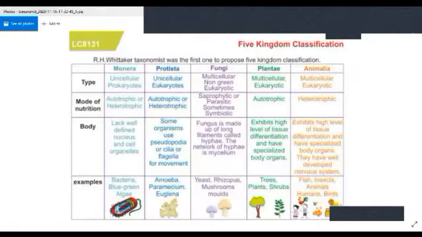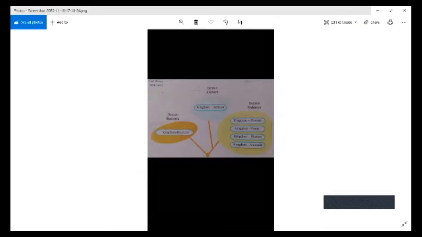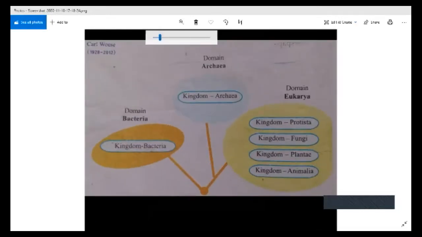So the six kingdom classification. The six kingdom classification is proposed by Carl Woese. The scientist who proposed the six kingdom classification is Carl Woese. In six kingdom classification, the sixth level of classification is domain. We have studied up to kingdom, but after the kingdom, one more level of classification is there.